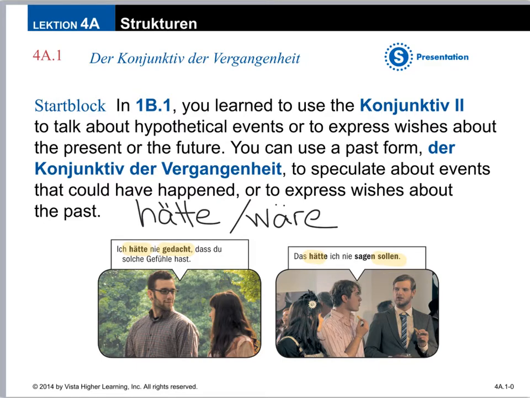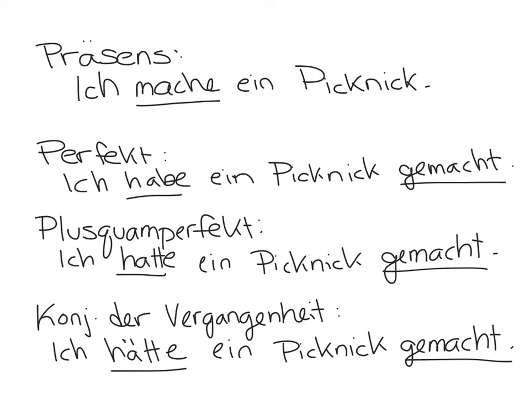Let's take a look at the basics of how to form the Konjunktiv der Vergangenheit. The Konjunktiv der Vergangenheit is not that difficult to create. It's very similar to the past tenses that you already know. So we're going to start off with a present tense sentence, Ich mache ein Picknick, I'm having a picnic. And then the perfect form of it for the past, Ich habe ein Picknick gemacht.